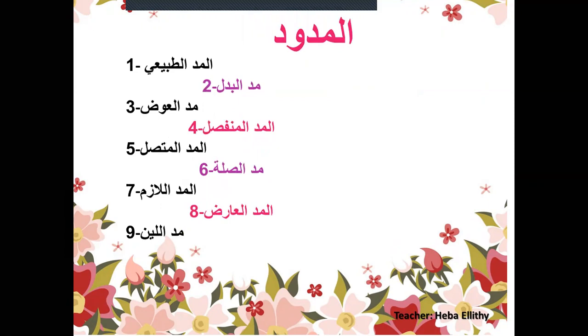المدود. Before I go to المد الطبيعي and المد الطبيعي الحرفي, we'll go through the names of the Mudood in total. We have 9 kinds of Mudood: المد الطبيعي, مد البدل, مد العوض, المد المنفصل, المد المتصل, مد الصلة, المد اللازم, المد العارض, مد اللين. We'll go through everything in the next classes inshallah. I just give you titles today.